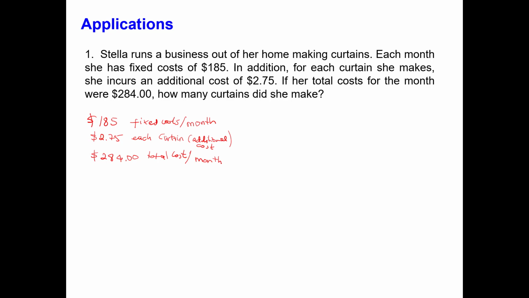Then let's try to write the equation with this information. Her fixed cost is 185. So we can write here that she always needs to spend per month 185.